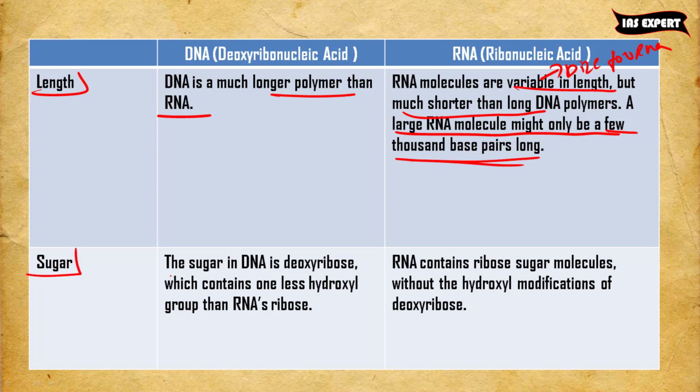Coming to the sugars, the sugar in DNA is deoxyribose, which contains one less hydroxyl group than RNA ribose. Coming to RNA, RNA contains ribose sugar molecules without the hydroxyl modification of deoxyribose.